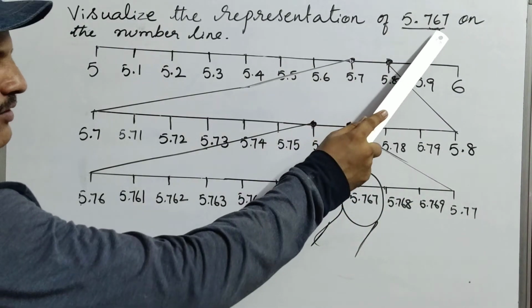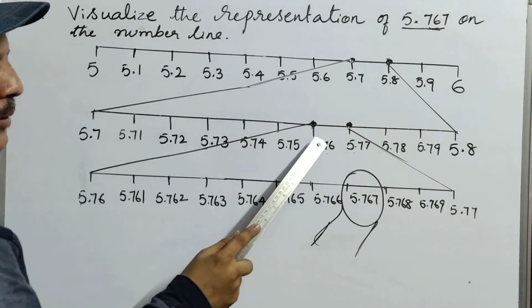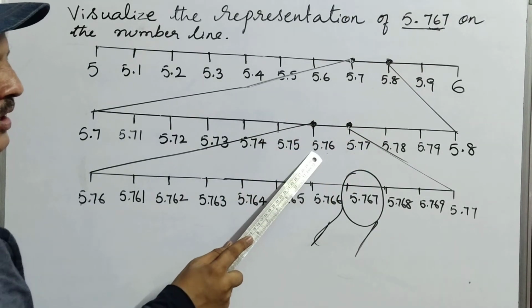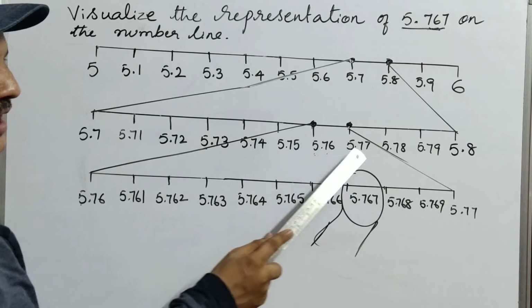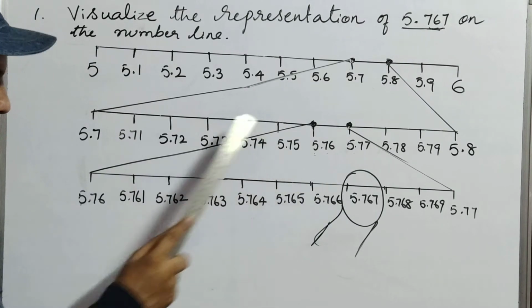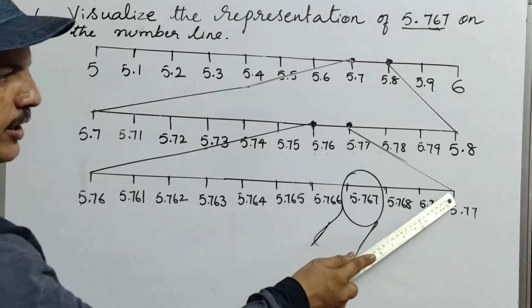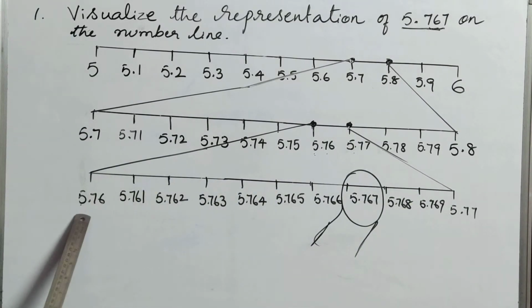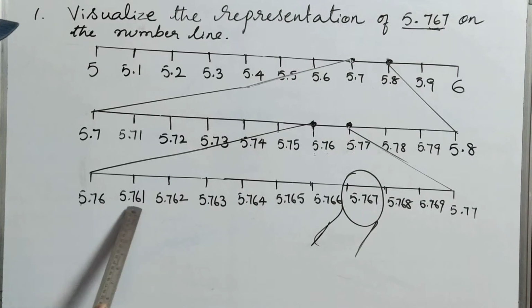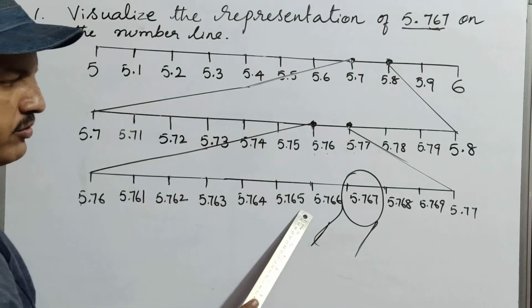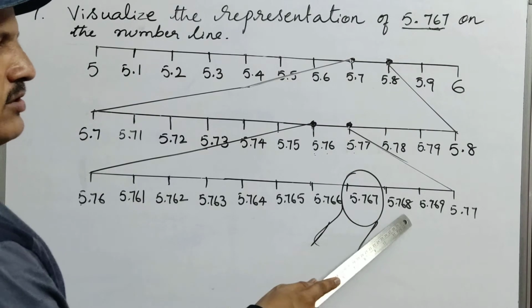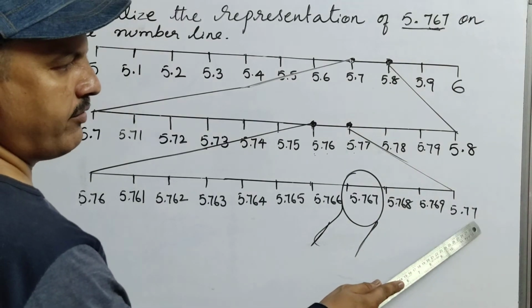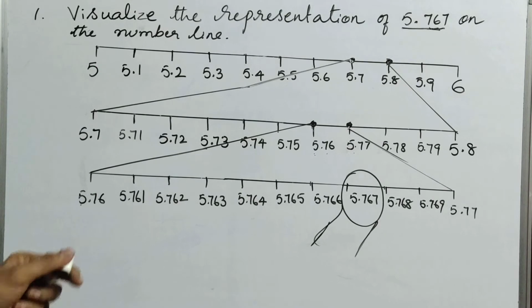Now, 5.767. Where will 5.767 come? Above 5.76. That means it lies between these two. So, draw a line like this. And 5.77 here and 5.76. So next 5.761, 5.762, 5.763, 5.764, 5.765, 5.766, 5.767, 5.768, 5.769, 5.77. Okay, so you got 5.767 here. So like that you have to magnify.